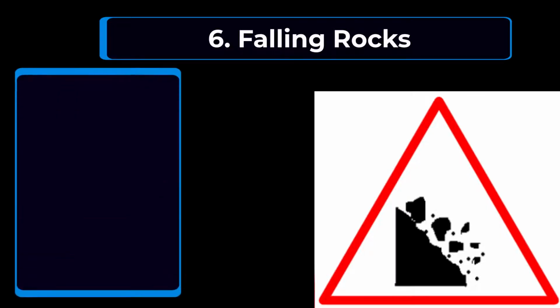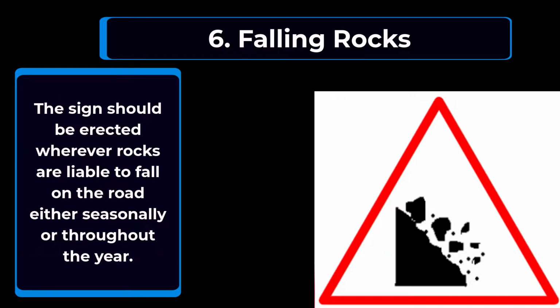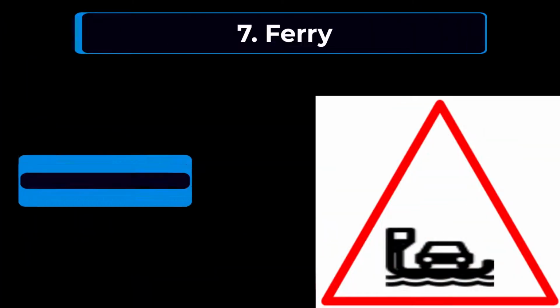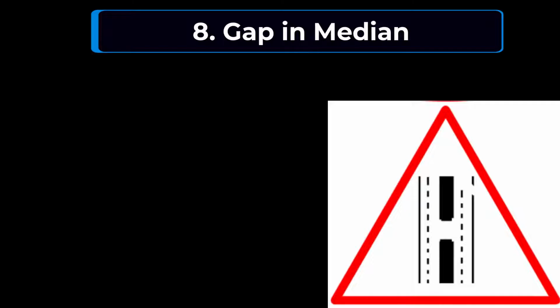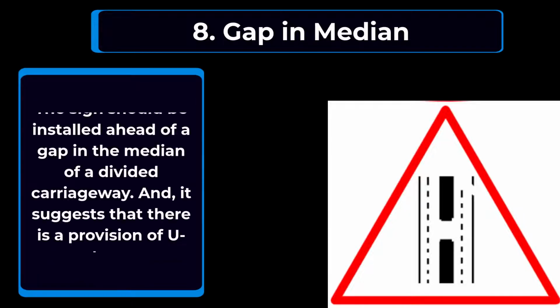6. Falling rocks. The sign should be erected wherever rocks are liable to fall on the road either seasonally or throughout the year. 7. Ferry. The sign is intended to warn the drivers about the existence of a ferry crossing across a river. 8. Gap in median. The sign should be installed ahead of a gap in the median of a divided carriageway, and it suggests that there is a provision of U-turn.